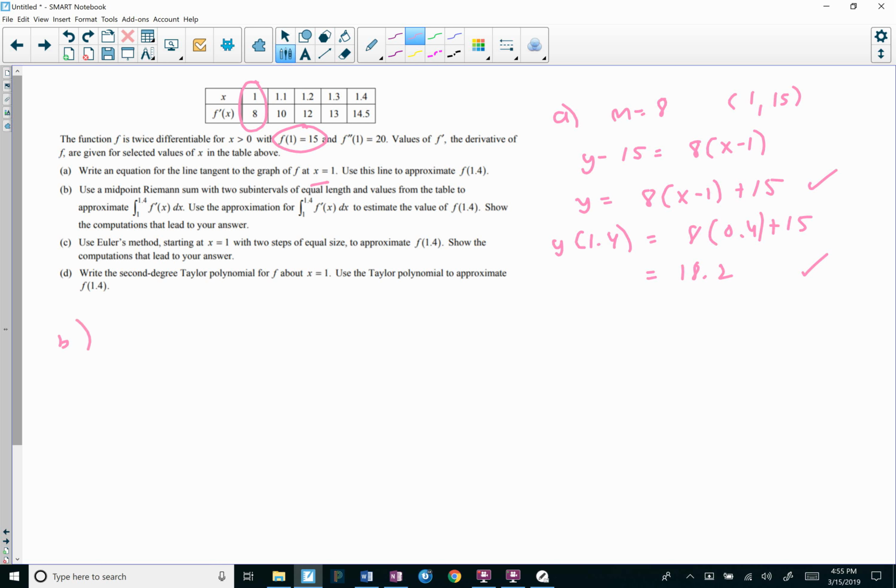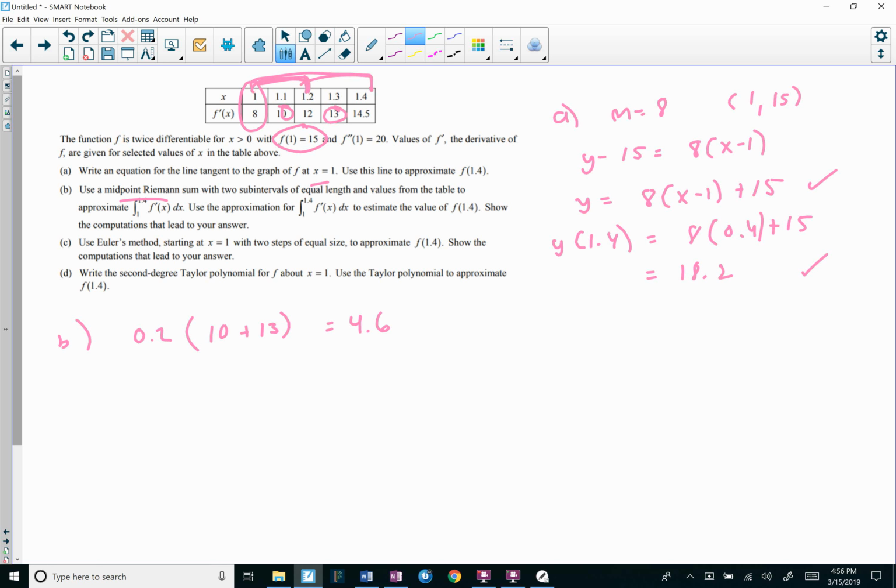Part B, so let's find a midpoint, 2 equal lengths. Okay, so we're going from 1 to 1.4, so halfway being 1.2, and we're using midpoint. So they are 0.2 wide. The middle between 1 and 1.2 would be 10. And then the middle between 1.2 and 1.4 would be 13. So I end up getting 4.6 there.